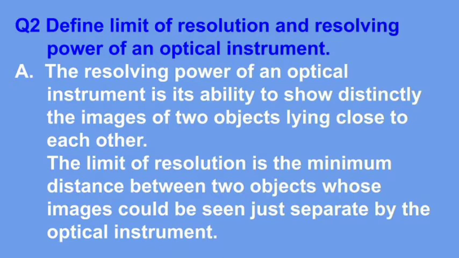Now, the second question. Define limit of resolution and resolving power of an optical instrument. In this question, you have to give only the definitions of the two terms. The resolving power of an optical instrument is its ability to show distinctly the images of two objects lying close to each other. And the limit of resolution is the minimum distance between two objects whose images could be seen just separate by the optical instrument.